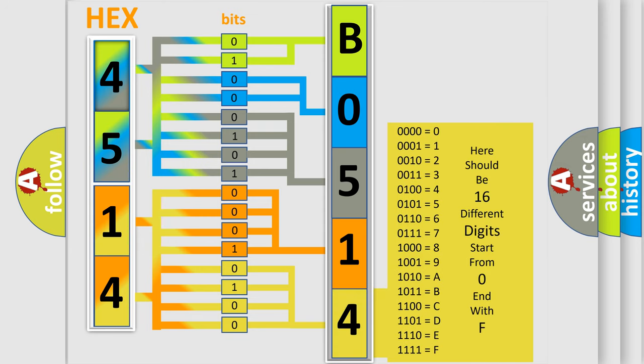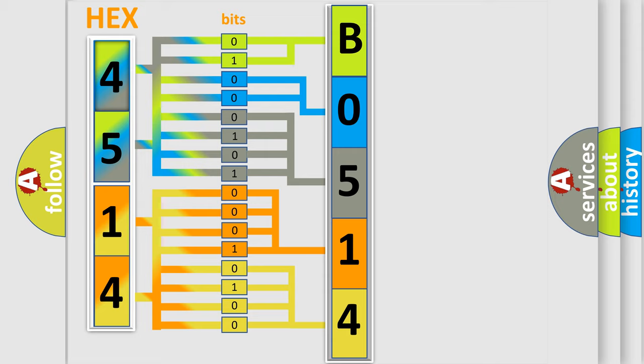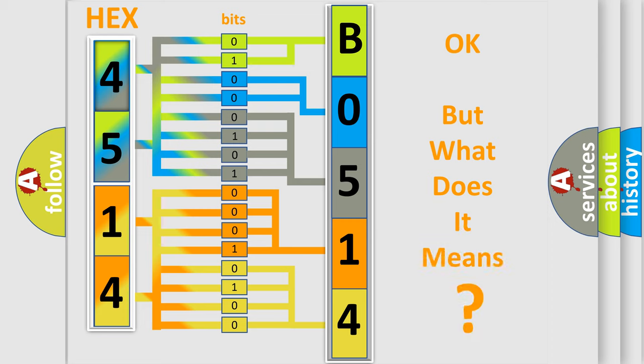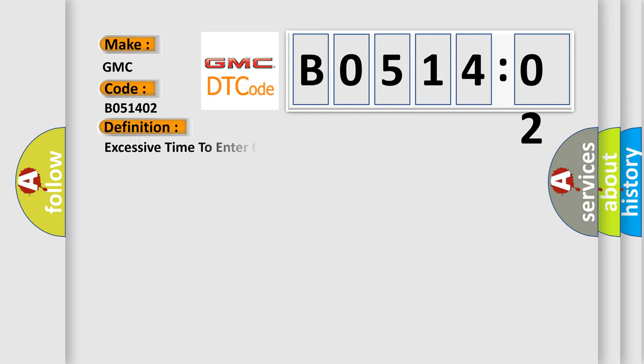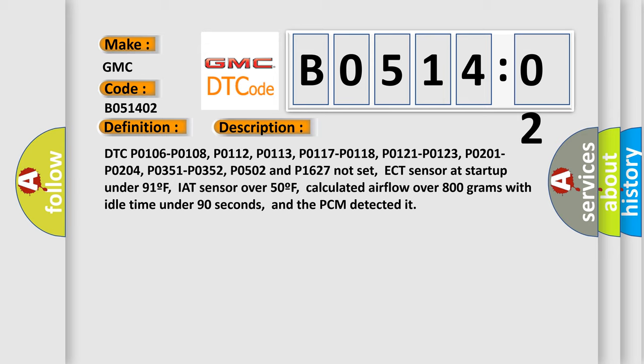We now know in what way the diagnostic tool translates the received information into a more comprehensible format. The number itself does not make sense to us if we cannot assign information to what it actually expresses. So, what does the diagnostic trouble code B0514-02 interpret specifically for GMC car manufacturers? The basic definition is excessive time to enter closed loop. And now this is a short description of this DTC code.